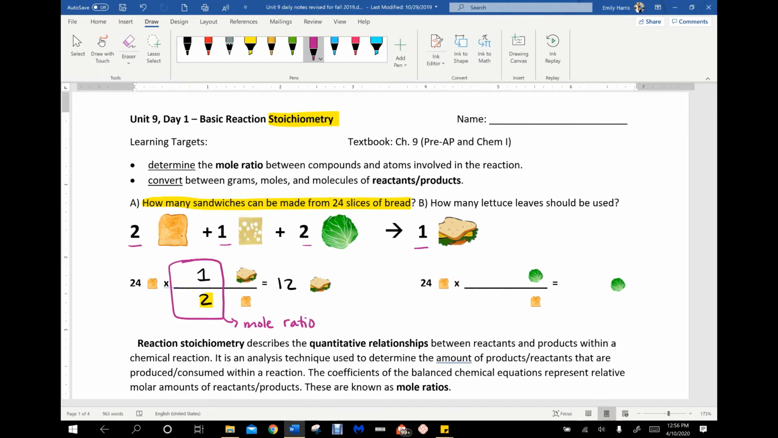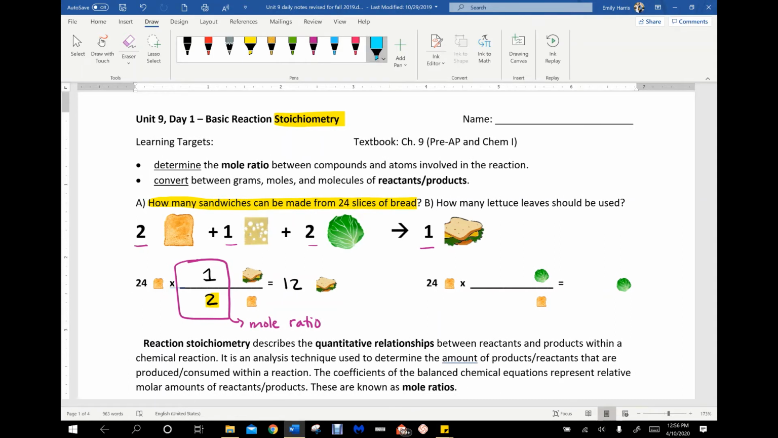Okay, so now let's try just one more sandwich question first. Part B says, now how many lettuce leaves should be used? What we see in this case, if we're still starting with those 24 slices of bread, is that for every 2 slices of bread, our reaction tells us that we need 2 leaves of lettuce. Let's see what that works out to be.